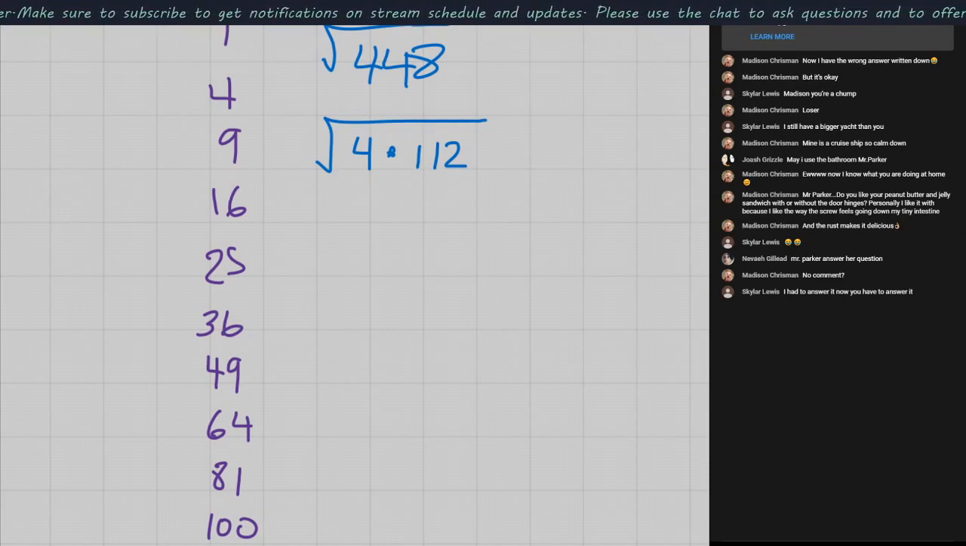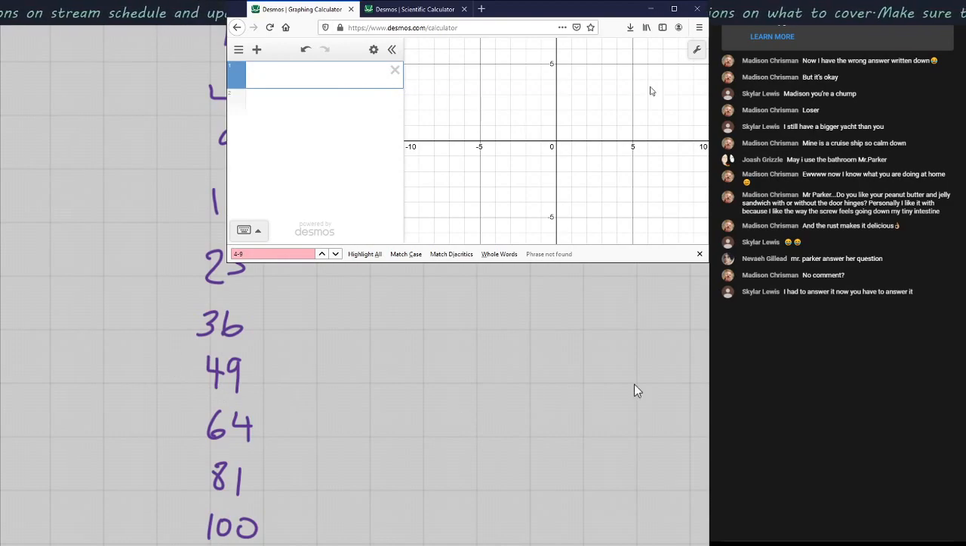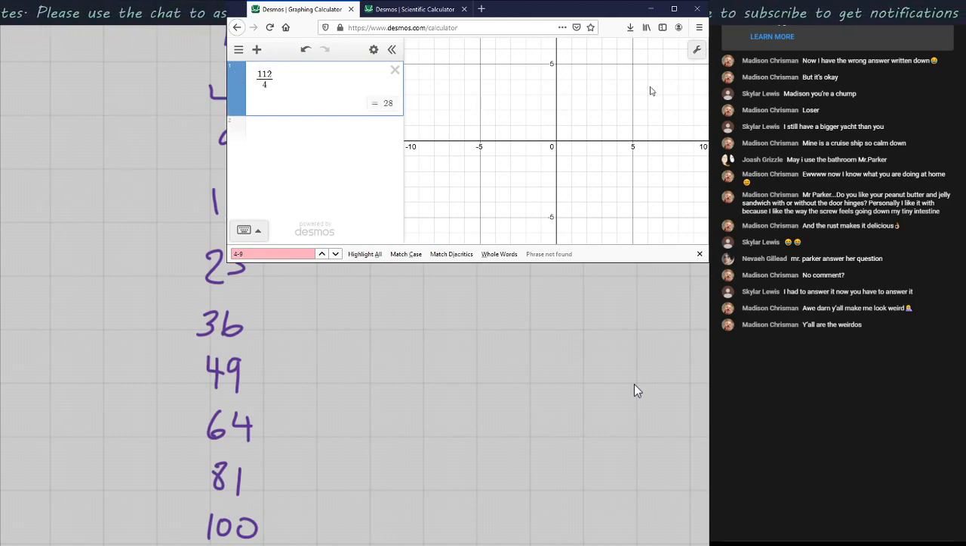Let me bring up our calculator. Alright, so 112 divided by 4 comes out to 28, so I can rewrite that again. So 4 times 28, and then I can write this out again because we know 4 is a factor of that, so that's 4 times 4 times 4 times 7.